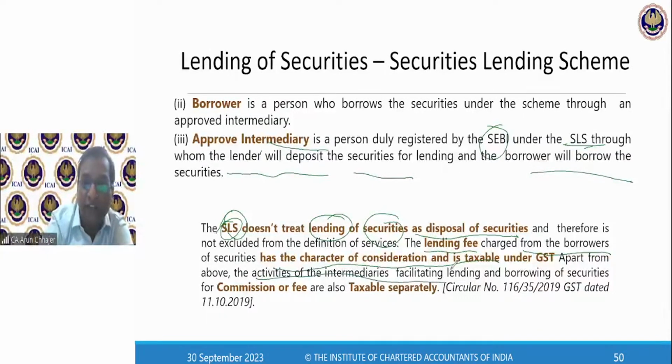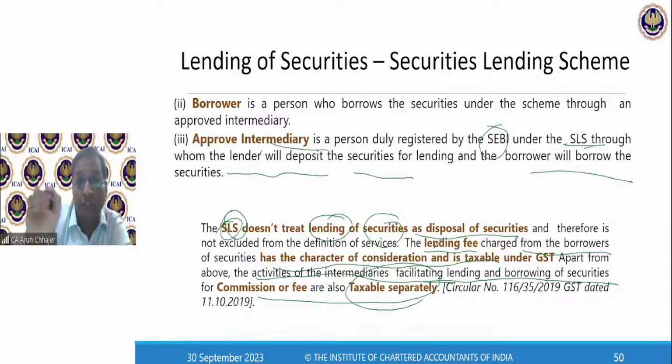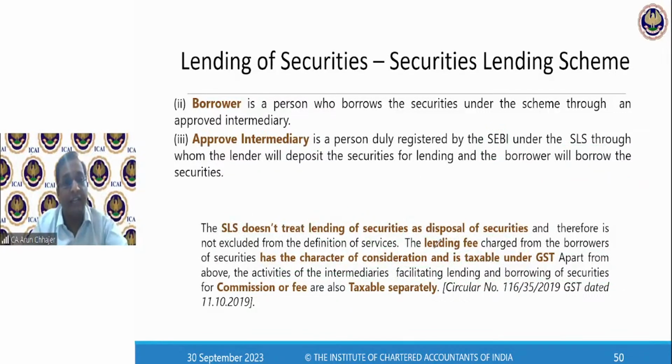Apart from the above, the activity of the intermediary for facilitating lending or borrowing of the security is also taxable separately. So there are two taxabilities. There are two transactions in this particular case. What are the two transactions?